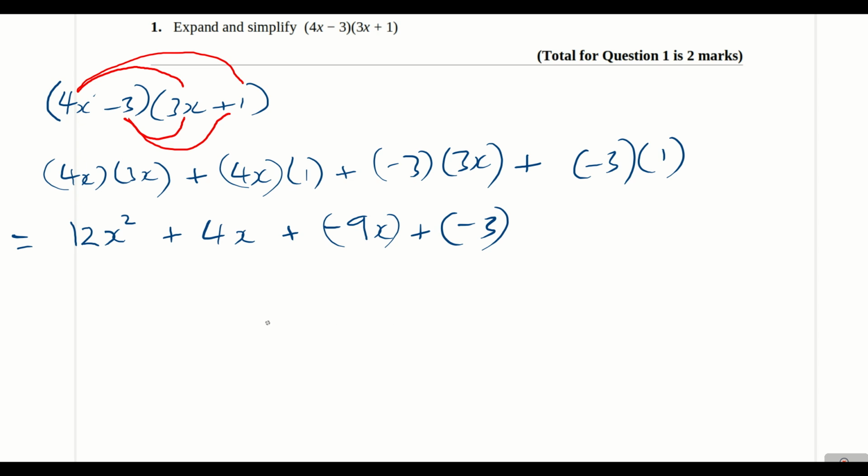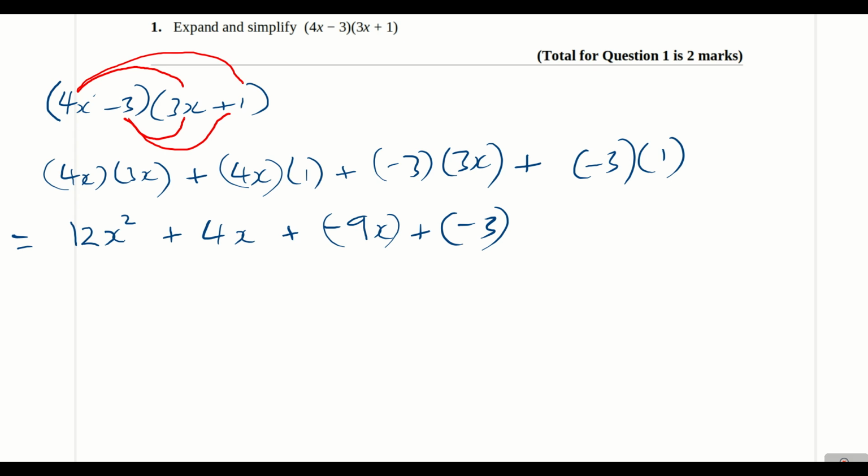Right, now, what we have to do now is something called collect like terms. And we need to do that to simplify the expression, because we don't just have to expand it, we have to simplify it. Now, collecting like terms means we need to collect all the x squared terms together, we need to collect all the x terms together, and we need to collect all the terms which are just numbers together.